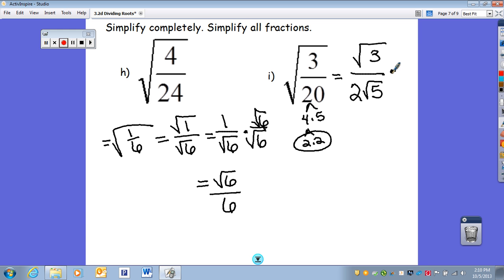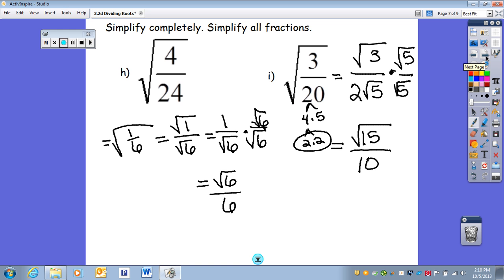So now we need to rationalize the denominator. We're going to multiply both the numerator and the denominator by the square root of 5. The square root of 3 times the square root of 5 is the square root of 15. And then we have 2, and this would be 5, so we have 2 times 5, which is 10. Remember, the 15 is under the radical, and the 10 is outside. They are completely different numbers. They can't be simplified any further.